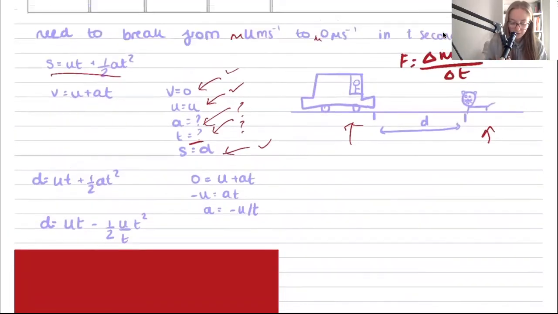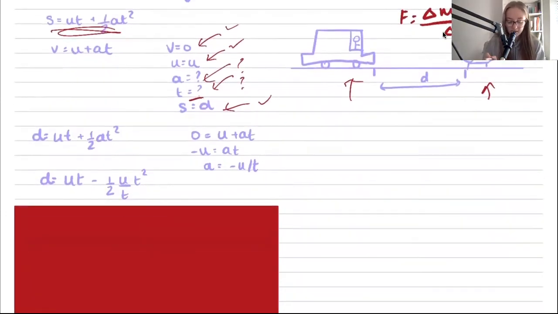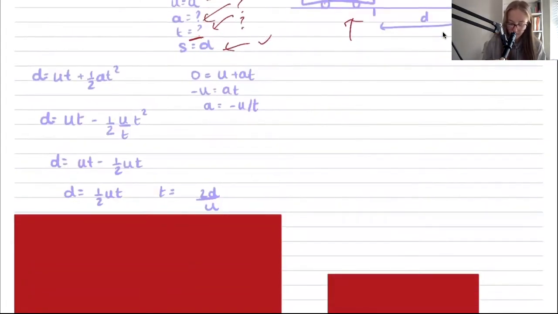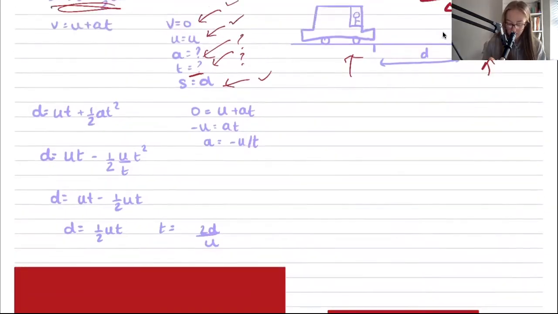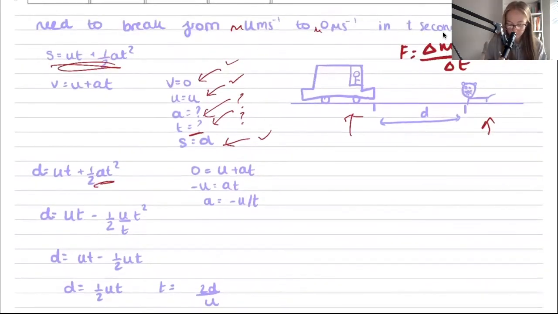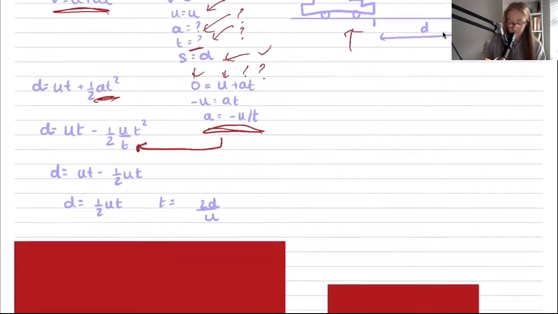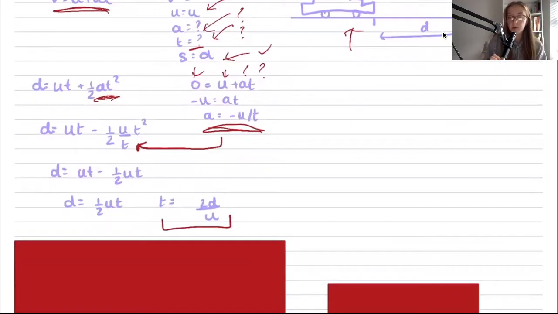So we can use this first equation here, the s equals ut plus half at squared, to get d equals ut plus half at squared. But again, we don't know anything about a. So we need another equation to find a. And for that, we can use v equals u plus at. We can stick in our values. So v was 0, u is u, a is unknown, and t is also unknown. So we can get an expression for a in terms of t. And we can pop that back into our equation over here, and then rearrange this and get an expression for t.